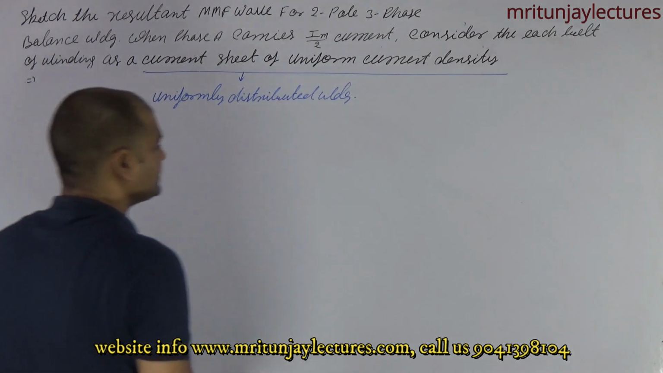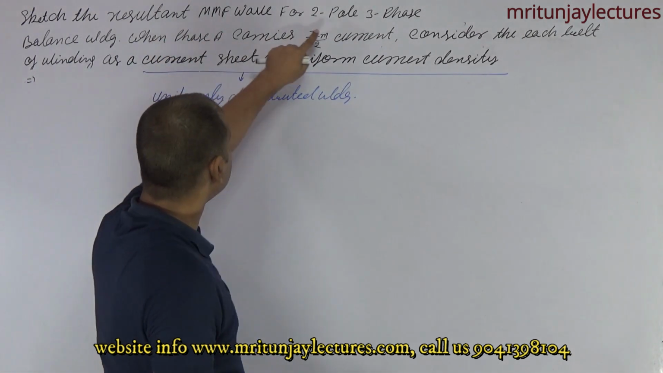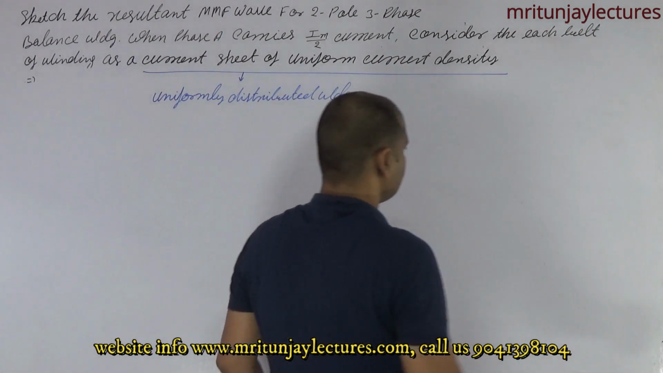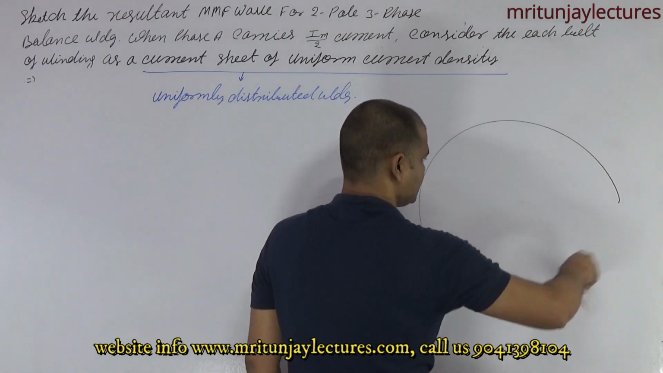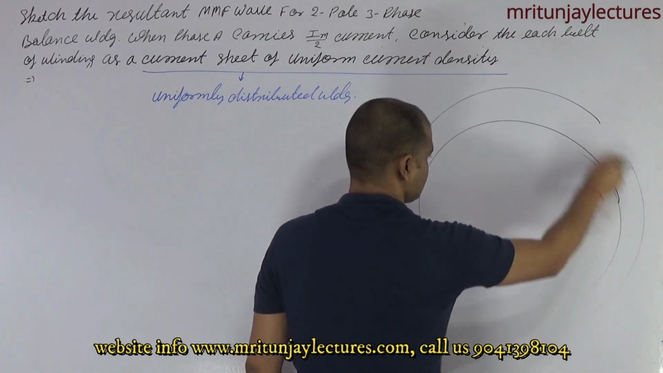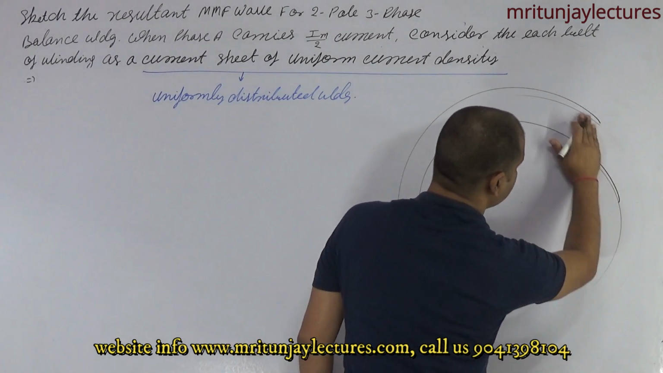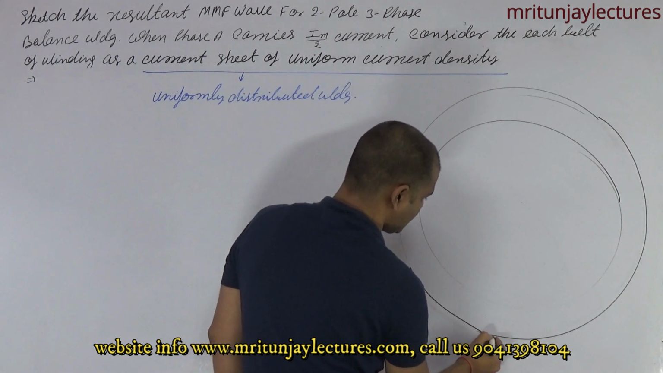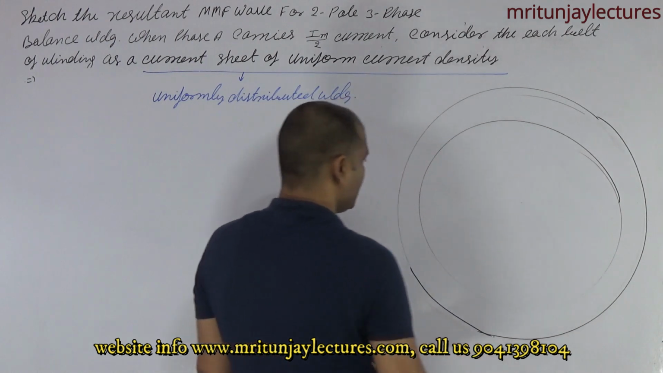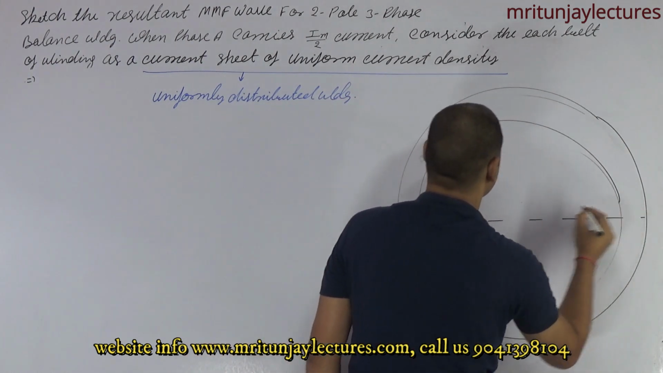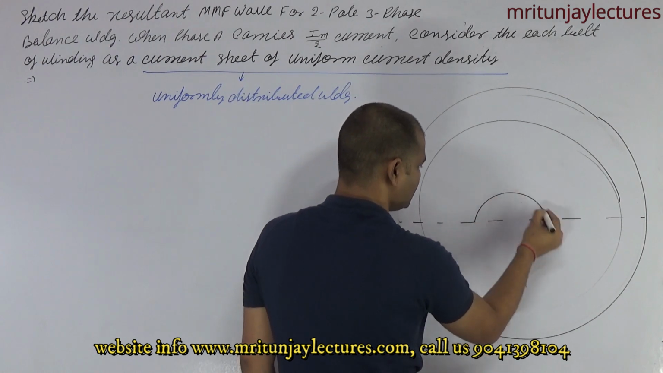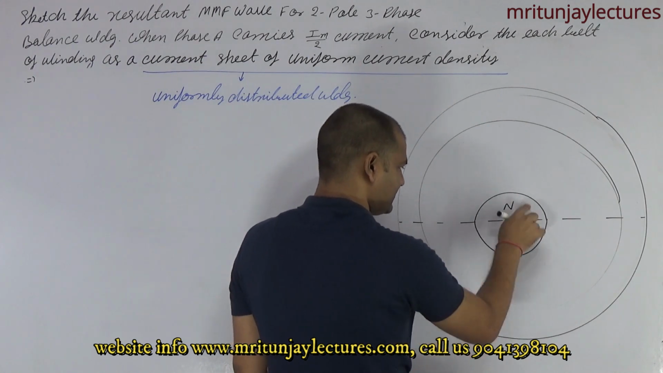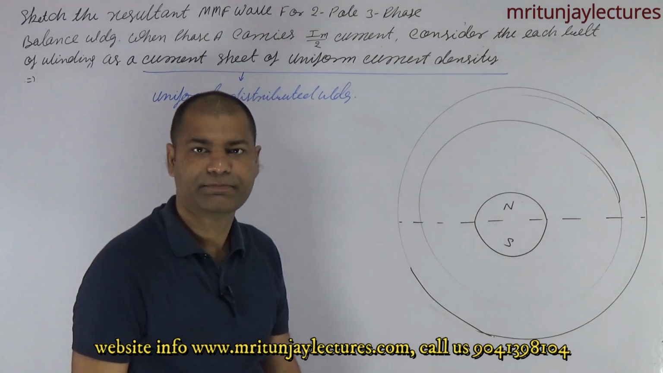Okay. Now, first of all, draw a two-pole three-phase balanced winding. First of all, make the stator like this one. This is the stator. And this is the rotor. Here this is a two-pole machine, that's why this is the north pole, and that is the south pole. A two-pole machine like this one.